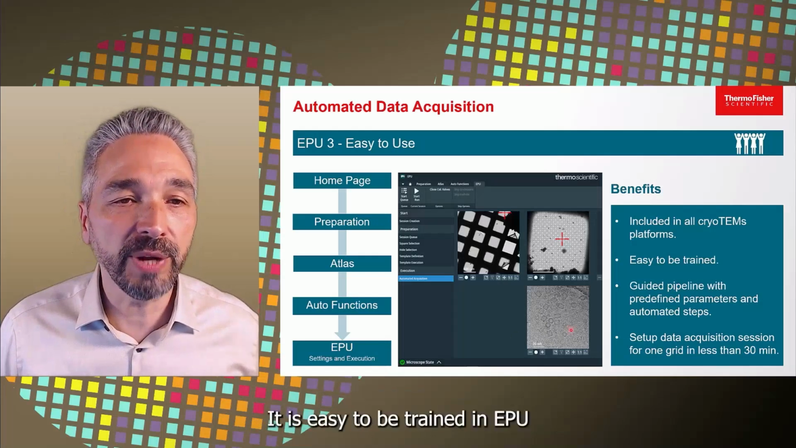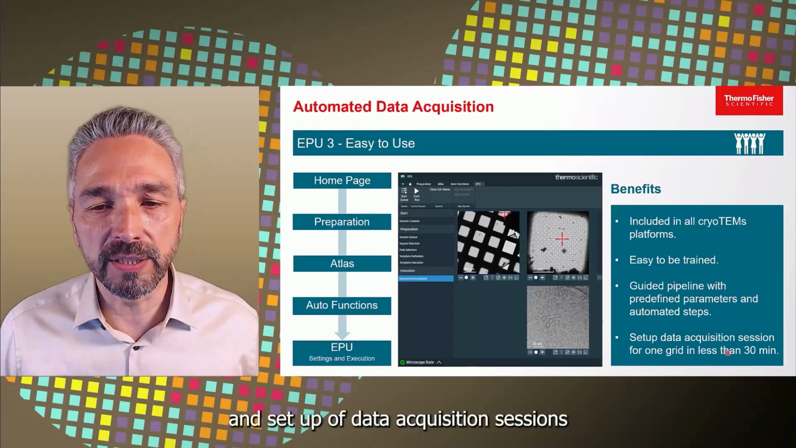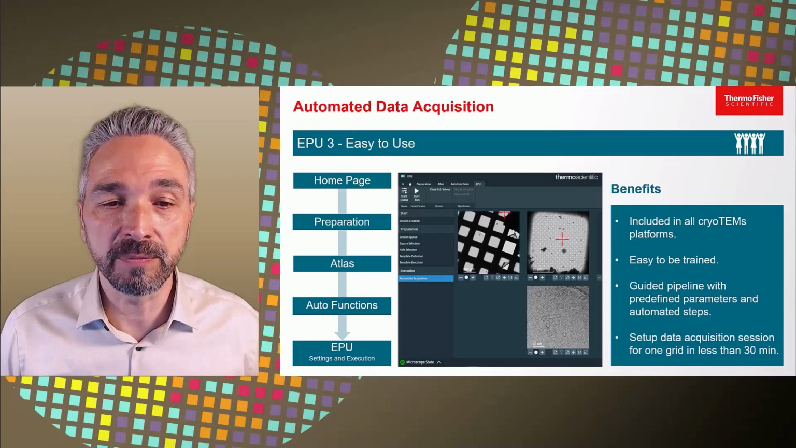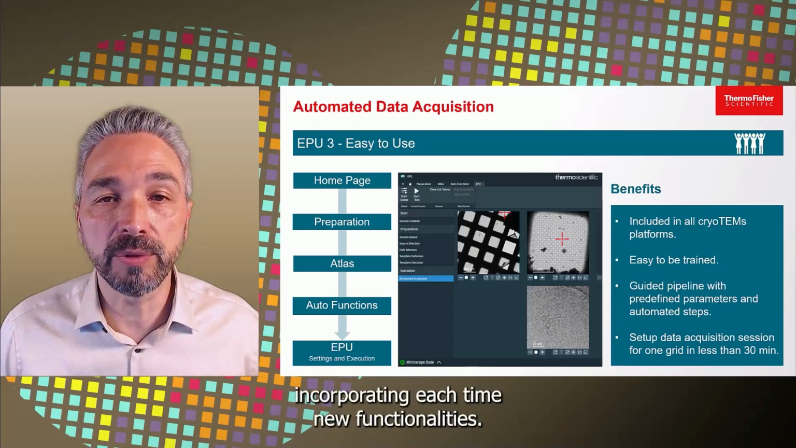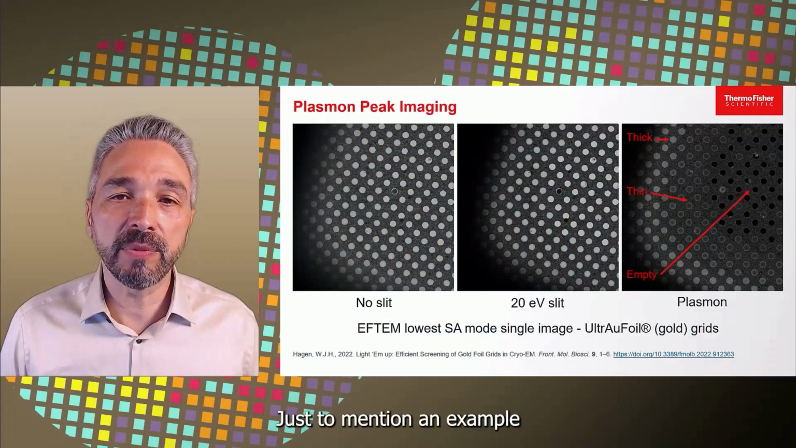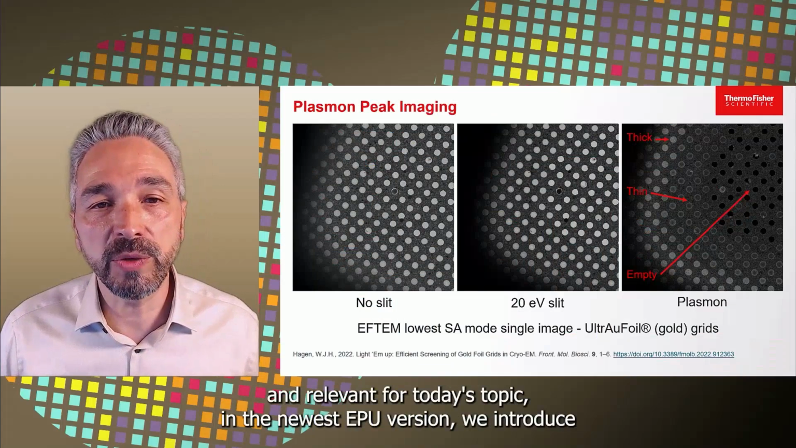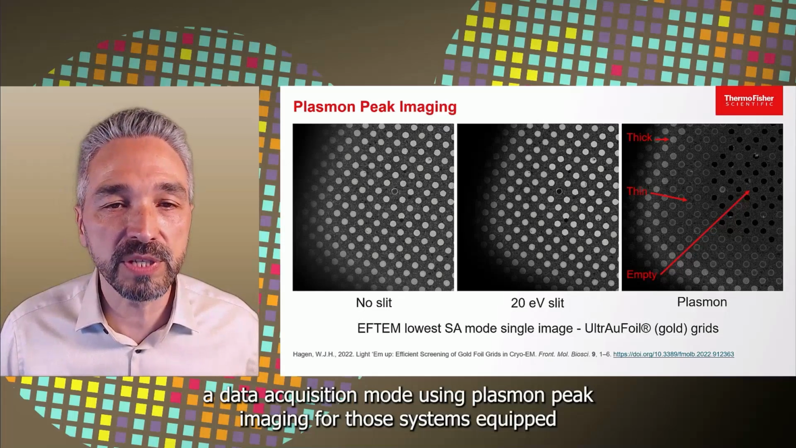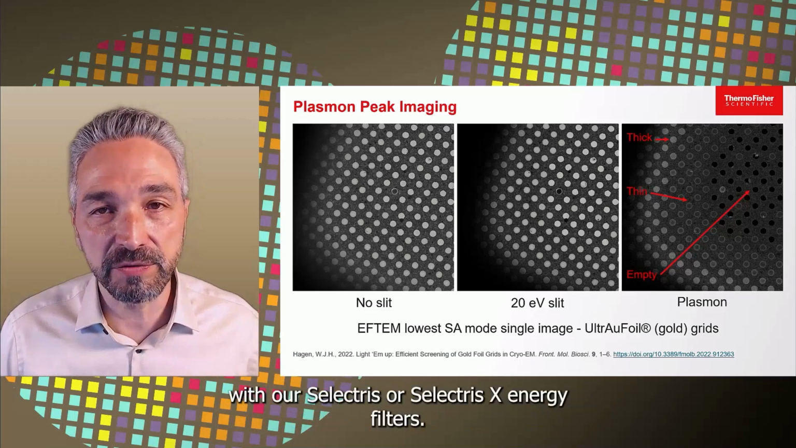It is easy to be trained in EPU, and the setup of an acquisition session for one grid is possible in less than 30 minutes. We provide quarterly releases to keep the software updated, incorporating new functionalities each time. Just to mention an example relevant for today's topic, in the newest EPU version, we introduce a data acquisition mode using plasmon peak imaging for those systems equipped with our Selectris or Selectris X energy filters.